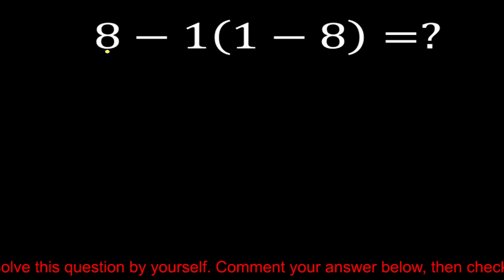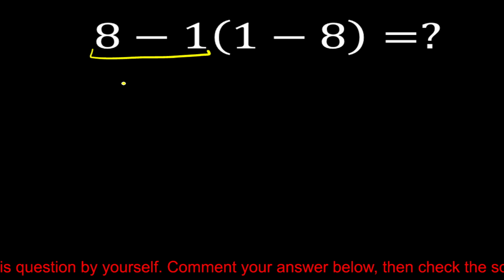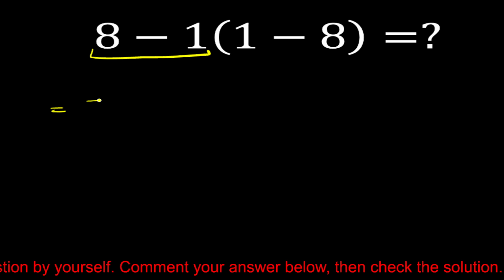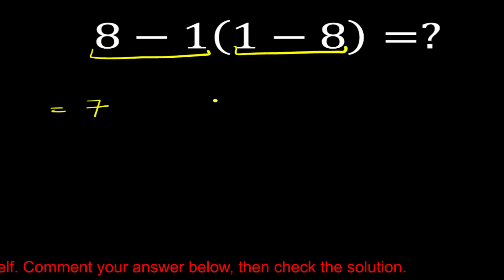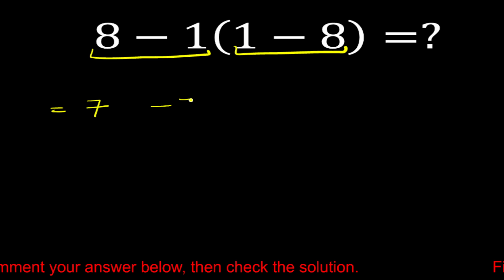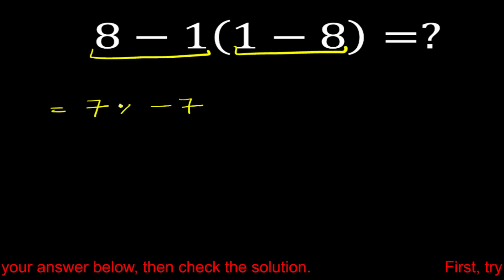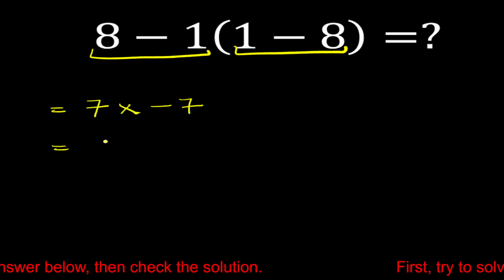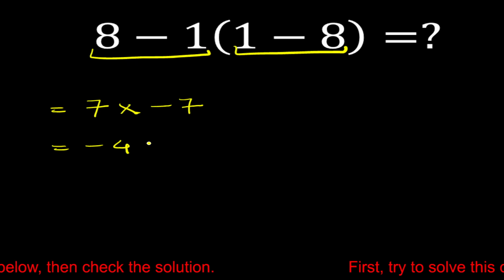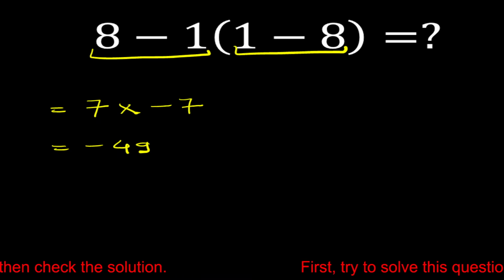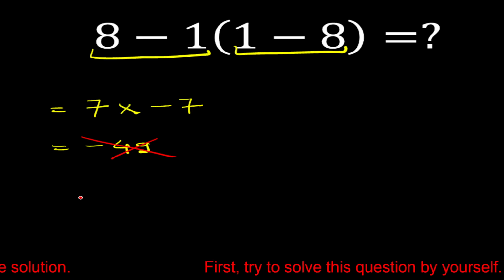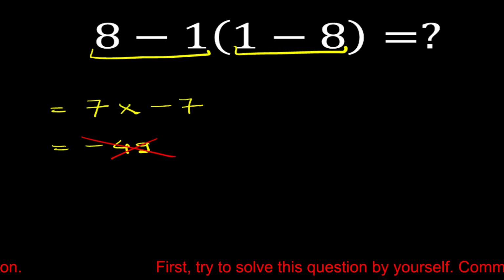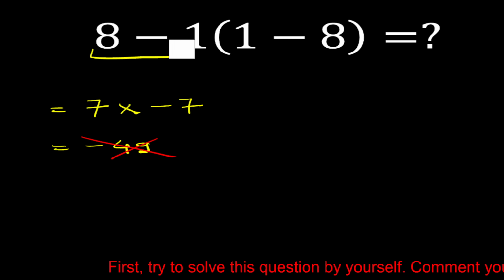So 8 minus 1 is equal to 7. So 1 minus 8 is equal to minus 7. Now 7 times minus 7 is equal to minus 49. But this answer is completely wrong. This answer is not correct. Now let's solve this problem correctly by using a PEMDAS rule.